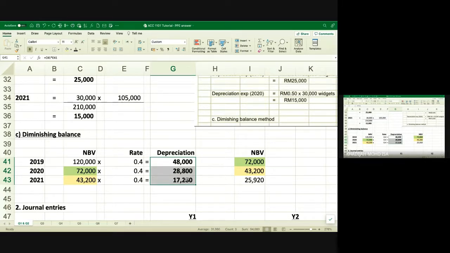All right, or we call it as... apa ya? Aku tak ingat. What are other terms for diminishing balance?